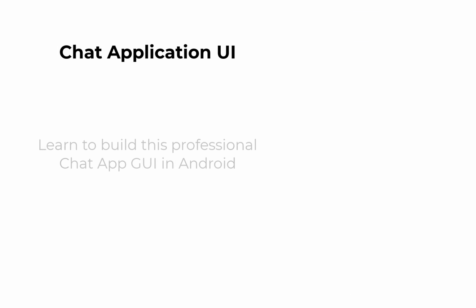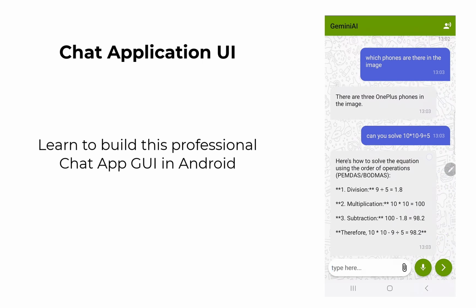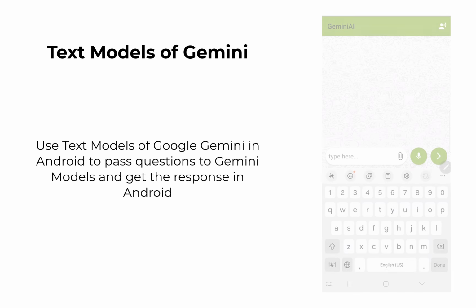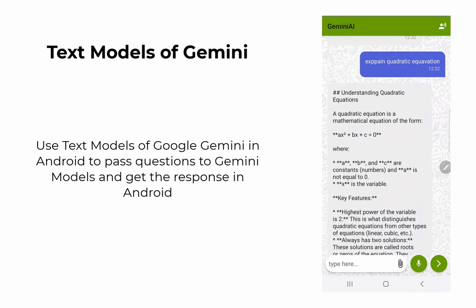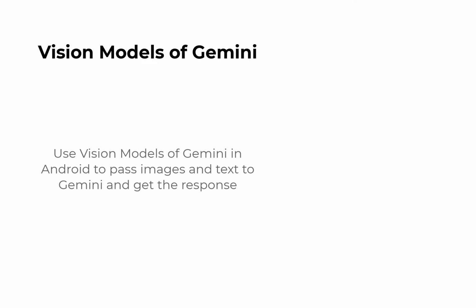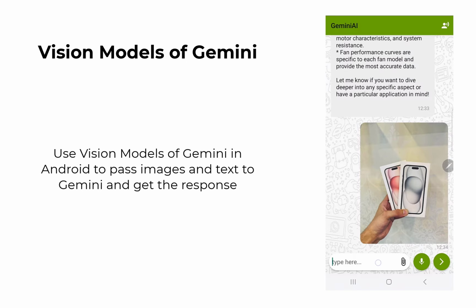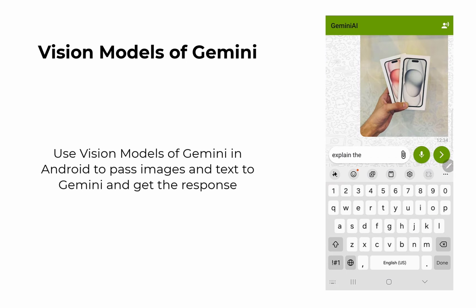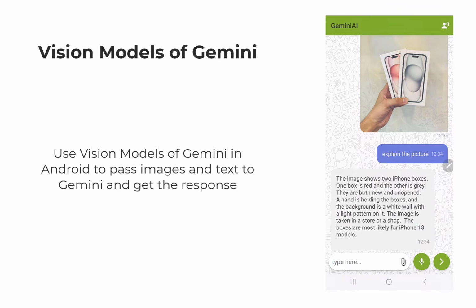While building this application, you will learn to build a beautiful chat application GUI in Android. In that application, we are going to use the text-only input feature of Google Gemini to pass our questions to Gemini models and get the response inside Android. After that, you will learn to pass images to Gemini models along with your questions. Based upon the image and the question, the model will return the response inside our application.